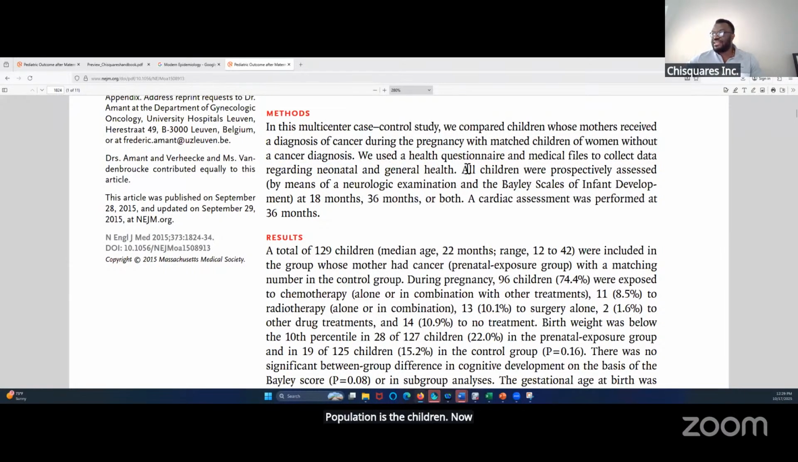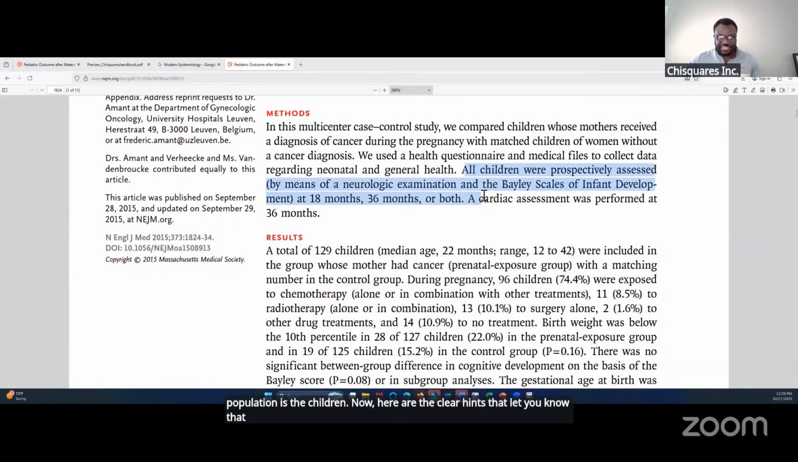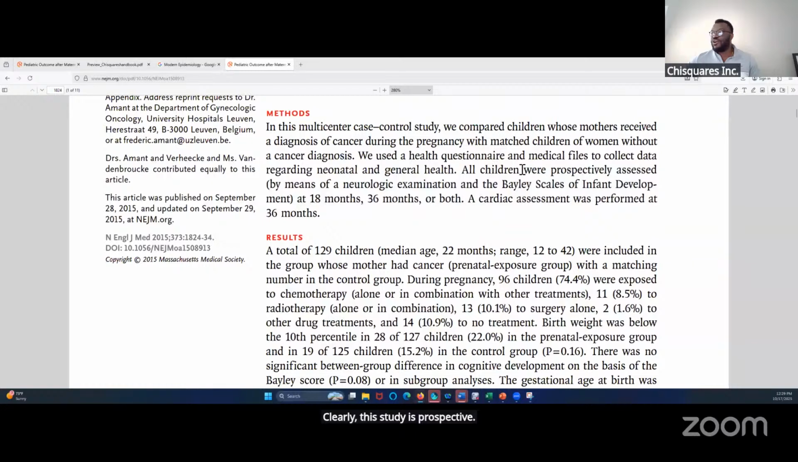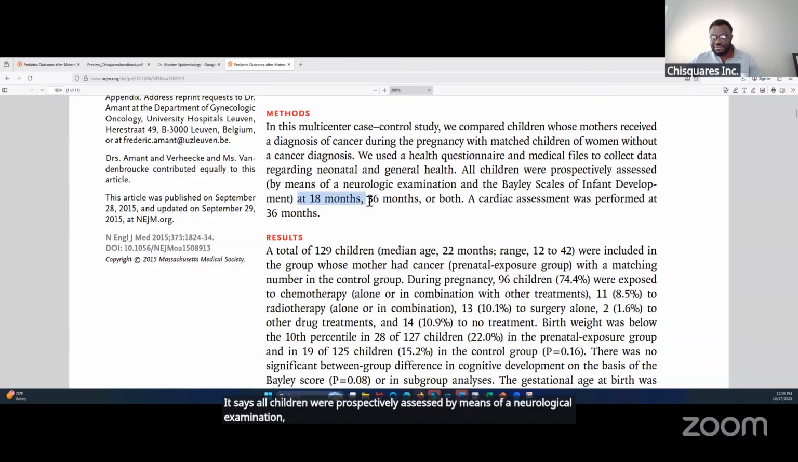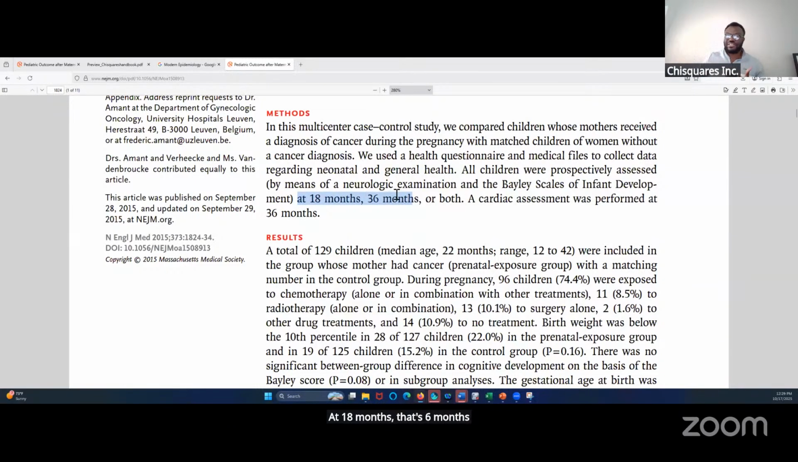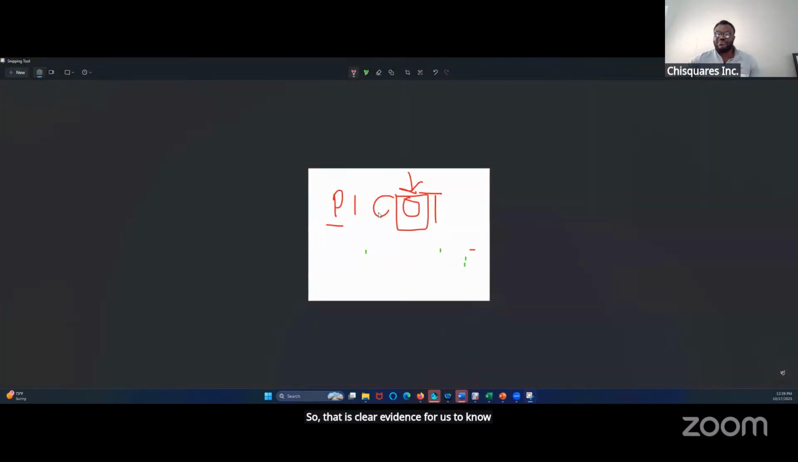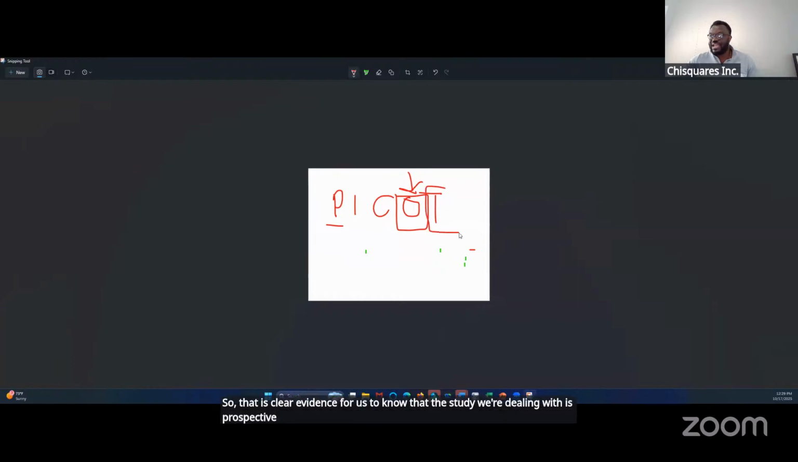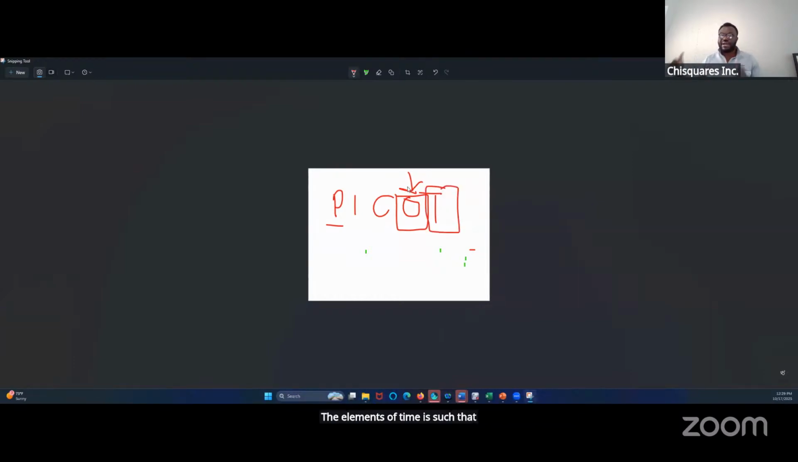Now, here are the clear hints that let you know that this study is prospective. It says all children were prospectively assessed by means of a neurological examination at 18 months, 36 months. So you see, prospectively. That is clear evidence for us to know that the study we're dealing with is prospective, because the element of time is such that it is not looking backwards. If it were looking backwards, it would be a case control study or a retrospective cohort. It's looking forward. So that means it's a prospective cohort. And so that's how we want to think about it.